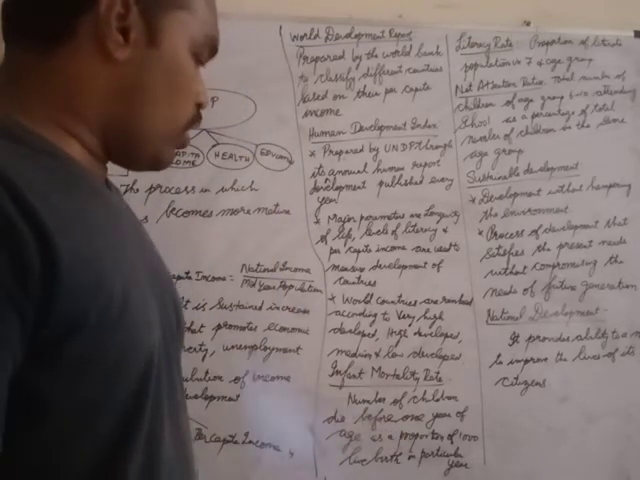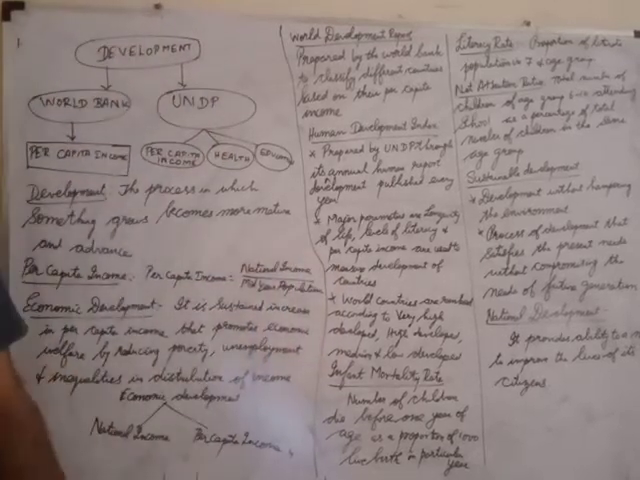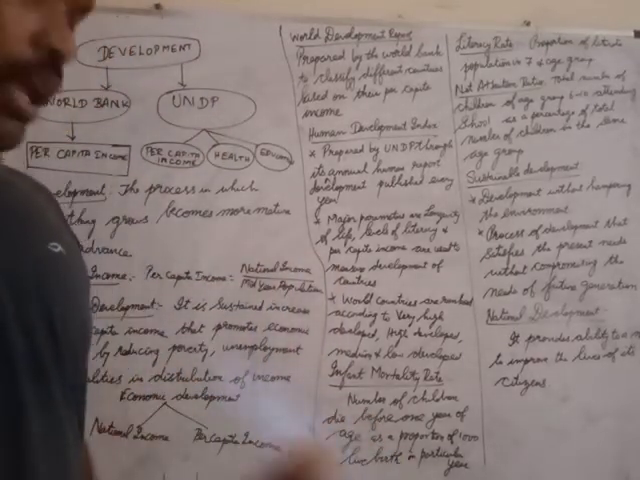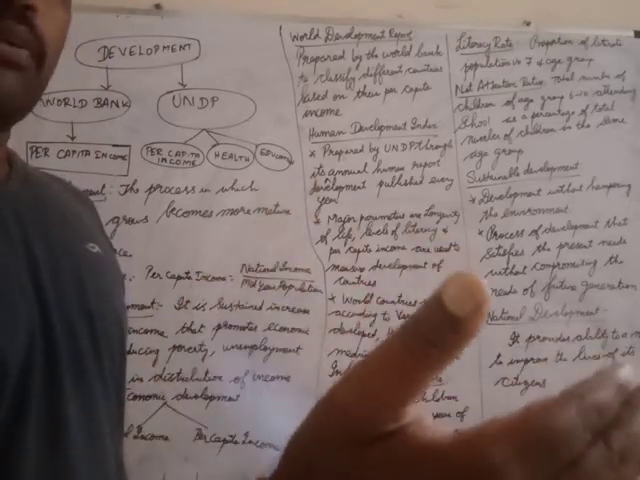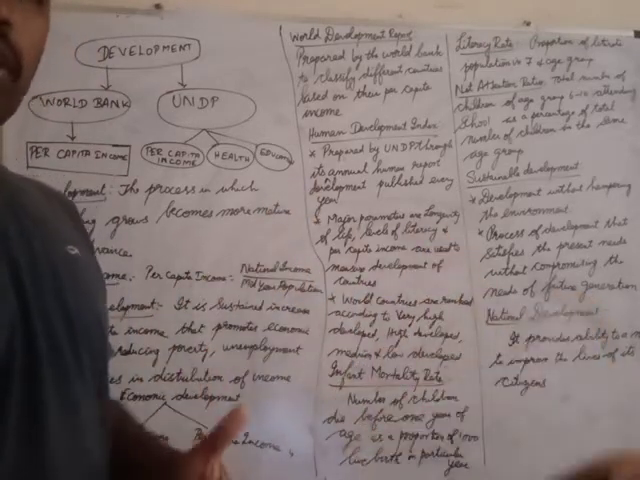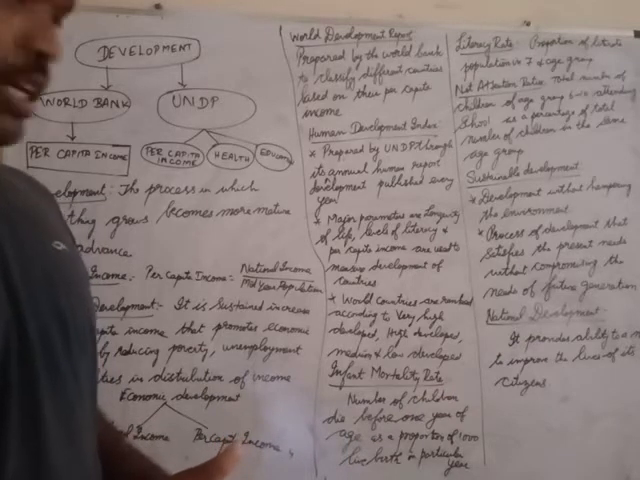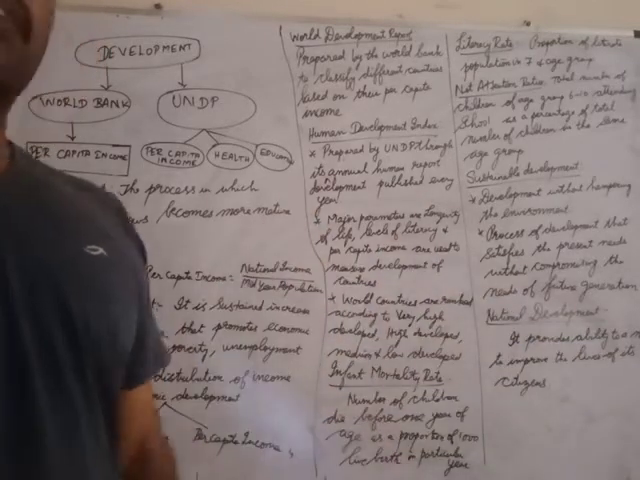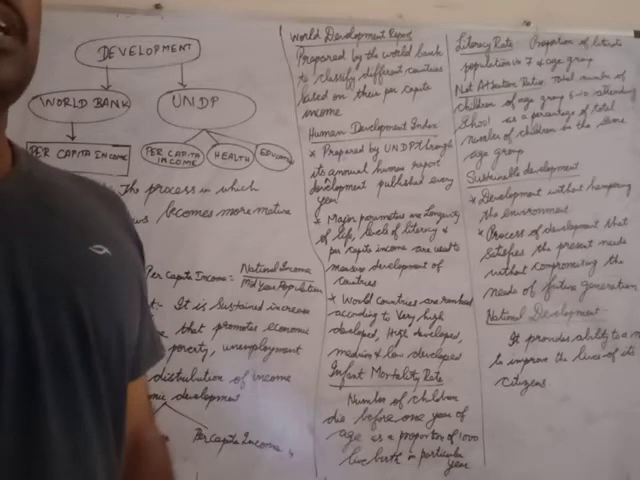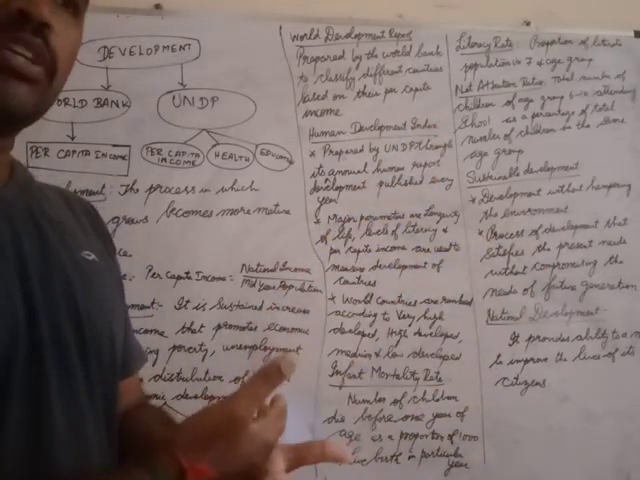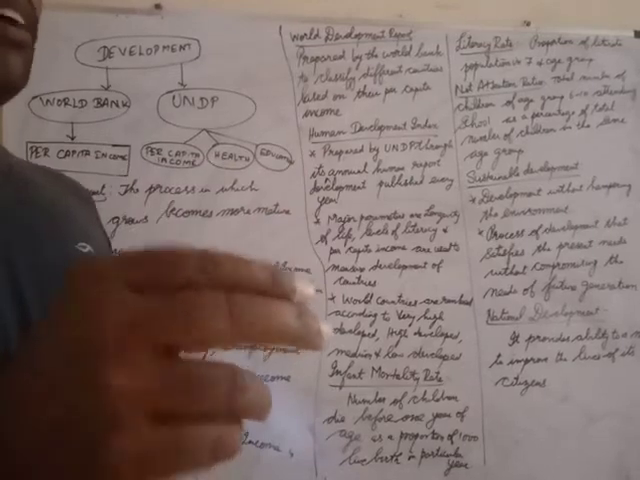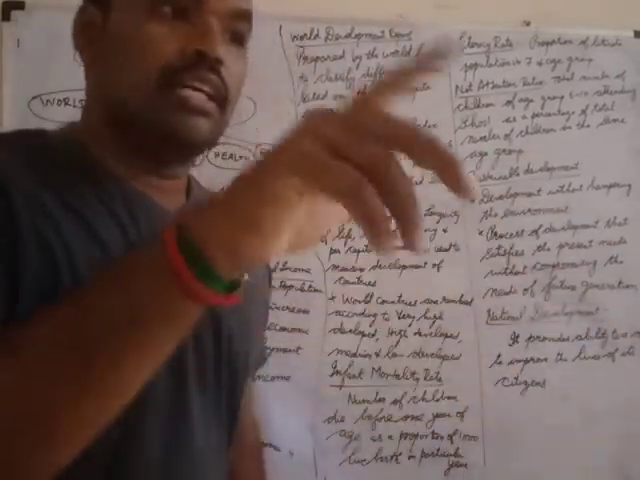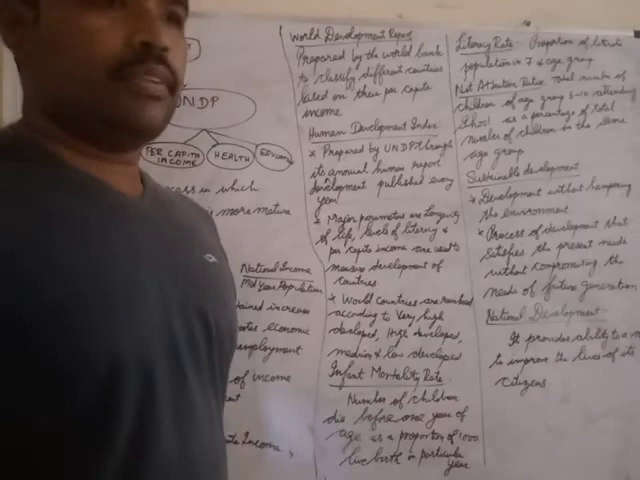Next is infant mortality rate. Infant mortality rate is the number of children who die before 1 year of age, that is, before reaching the age of 1, expressed as a proportion of 1,000 live births in a particular year. In a particular year, if some babies have died out of 1,000 live births, this type of turnover comes up. That is what is said to be the infant mortality rate.